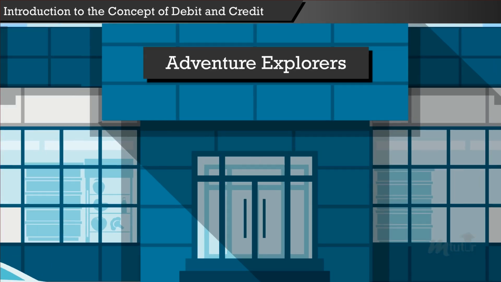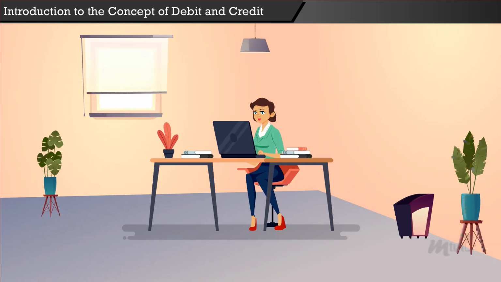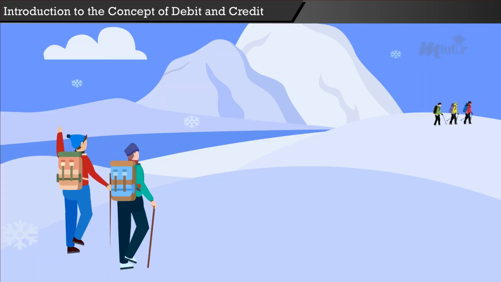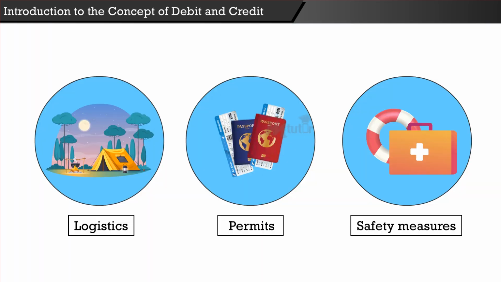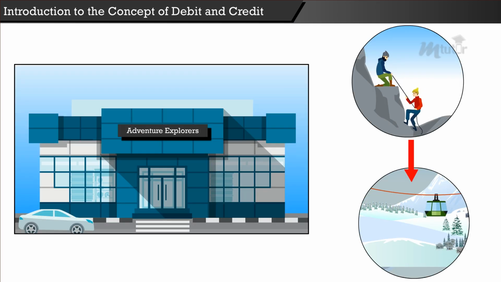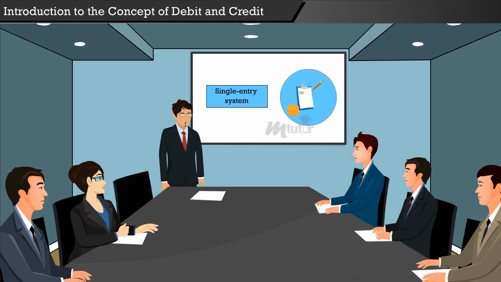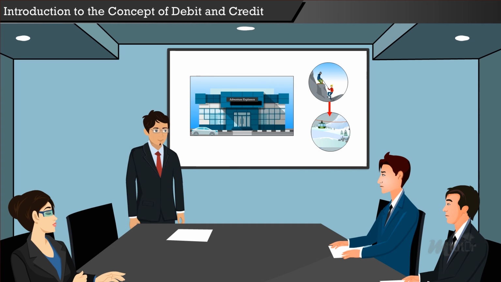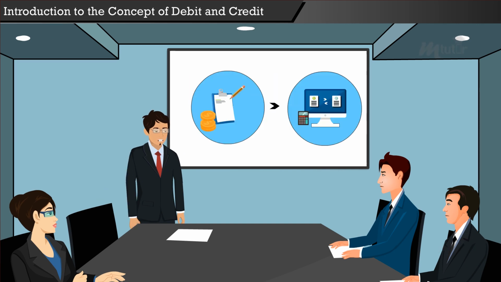Adventure Explorers is a unique travel company specializing in extreme adventure tourism. The company organizes and plans expeditions to various destinations, ensuring all necessary logistics, permits, and safety measures are in place. As the company grew from organizing local expeditions to global adventures, it faced a challenge in transitioning its financial record-keeping system. Adventure Explorers primarily relied on a simple single-entry system, but the complexities arising from their expanding operations necessitated a shift to a double-entry accounting method.